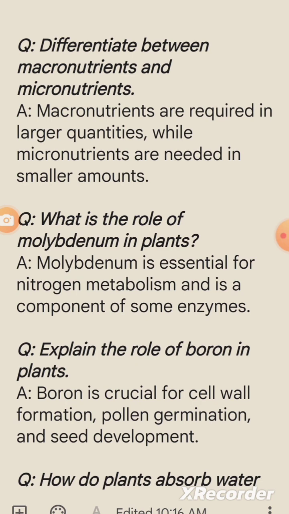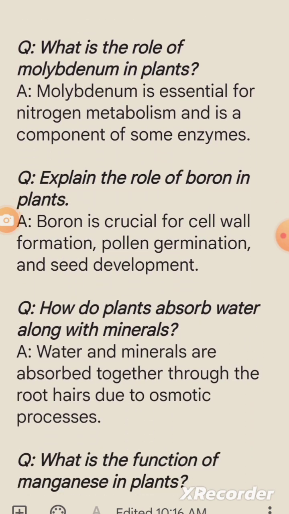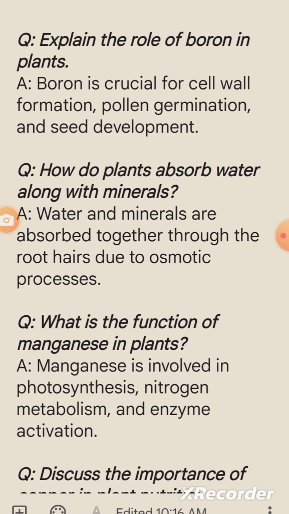Question: how do plants absorb water along with minerals? A. Water and minerals are absorbed together through the root hairs due to osmotic processes. Question: what is the function of manganese in plants? A. Manganese is involved in photosynthesis, nitrogen metabolism, and enzyme activation.